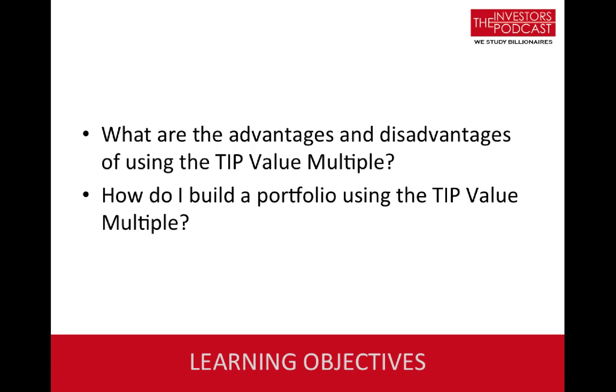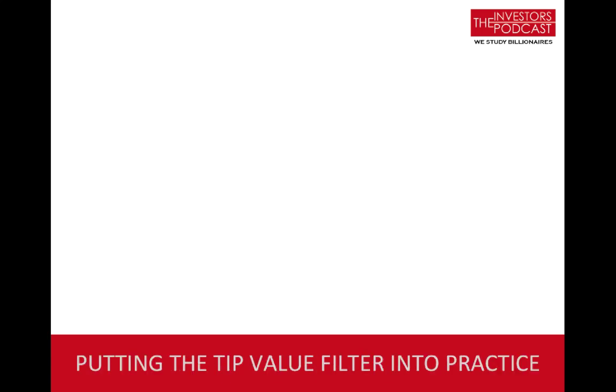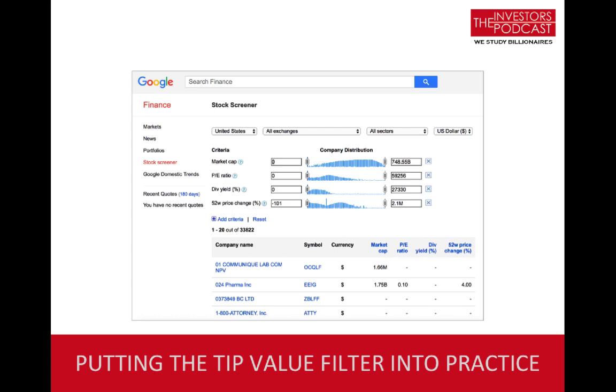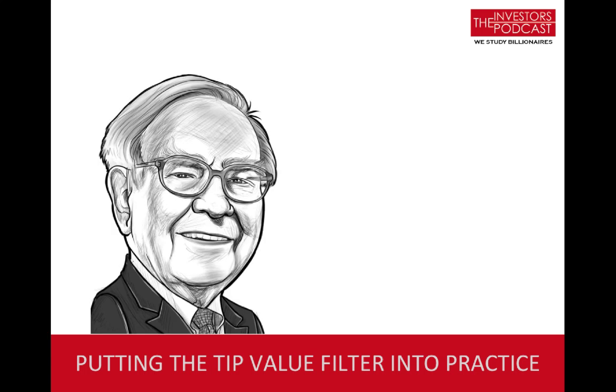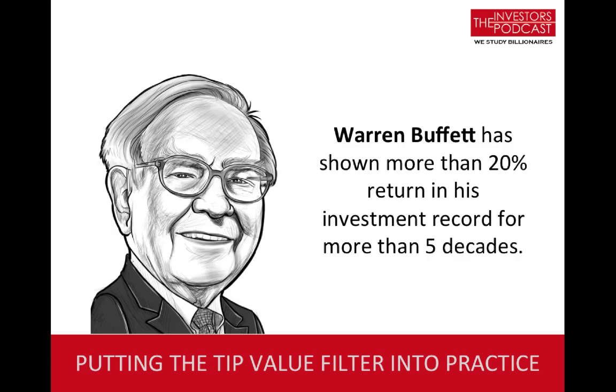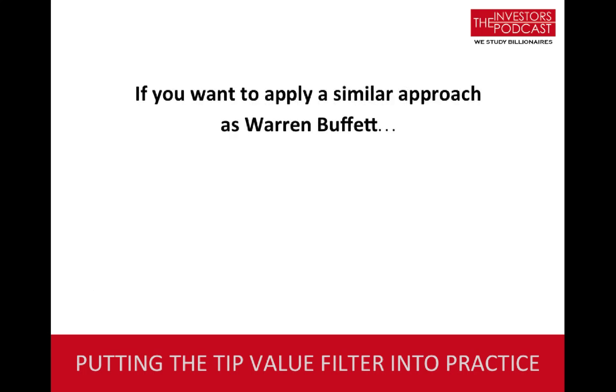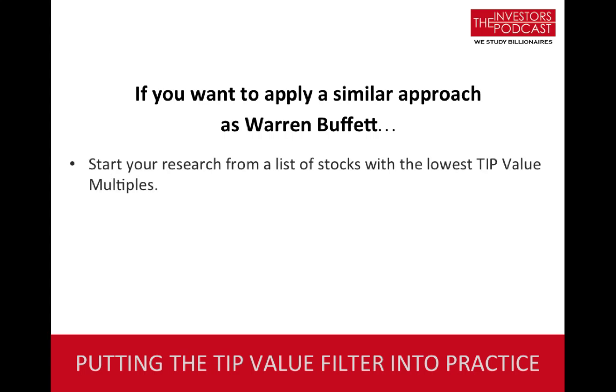If you remember back to Module 4.2, I talked about how billionaires were using a filter as a starting point when identifying stock picks. From this list, the very smartest people can validate the financial statements and analyze their respective moat so that they, in turn, can pick the best stocks. Warren Buffett is perhaps the finest example, showing more than 20% return on his investment record for more than 5 decades.